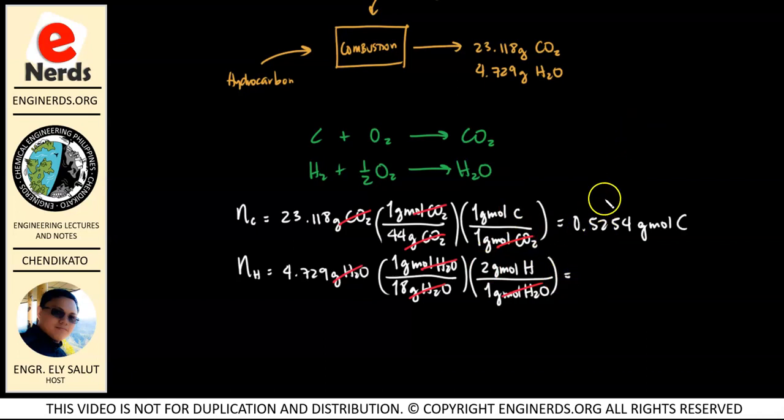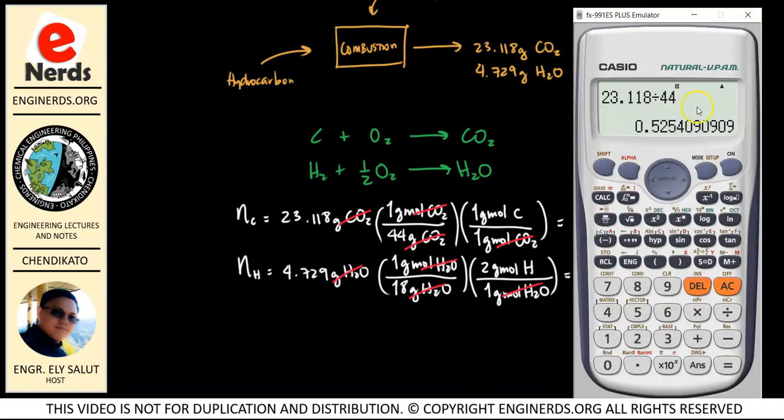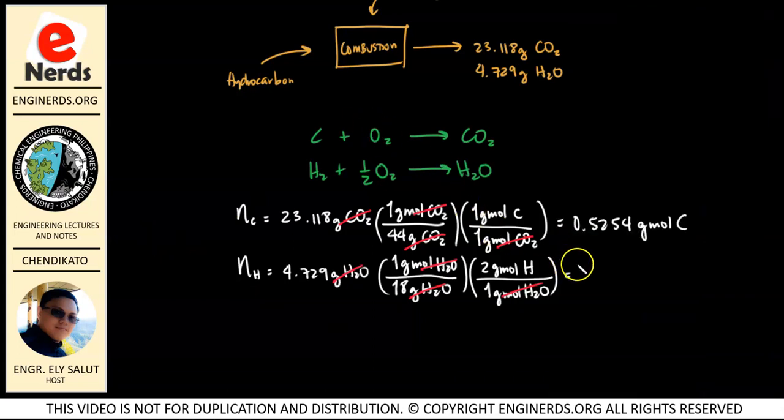Okay, so solve natin yung ating given. So we have 4.729 divided by 18 times 2. So we have 0.5254 gram mole of hydrogen. So kung nakikita natin, equal lang yung number of moles ng ating carbon and hydrogen.